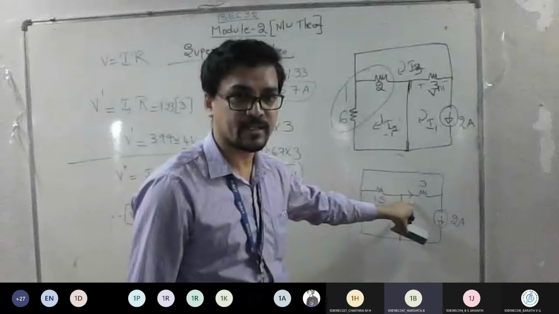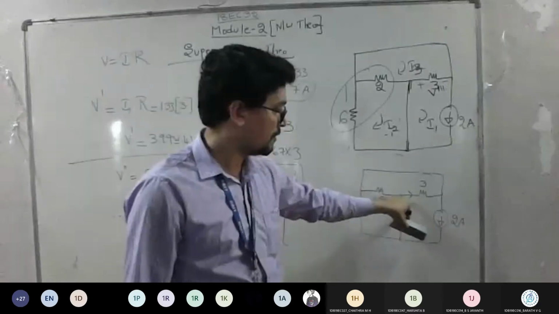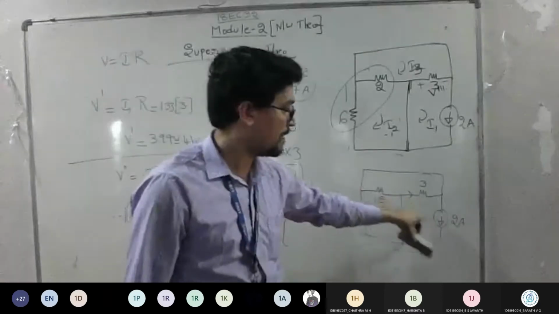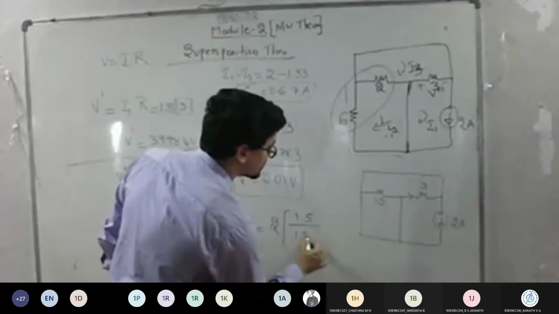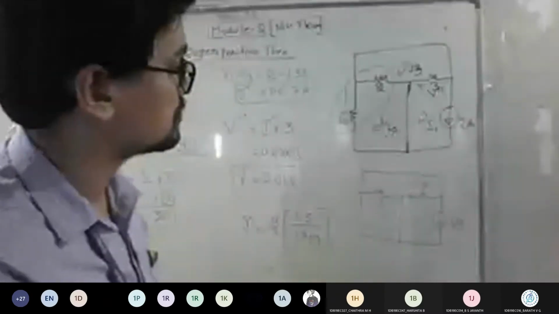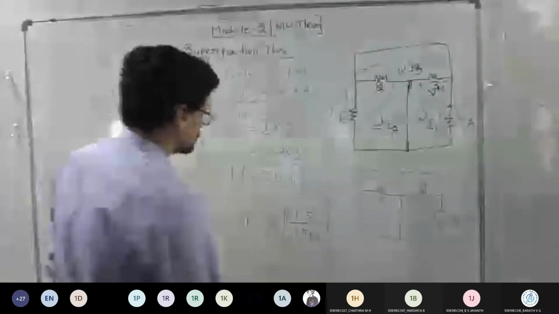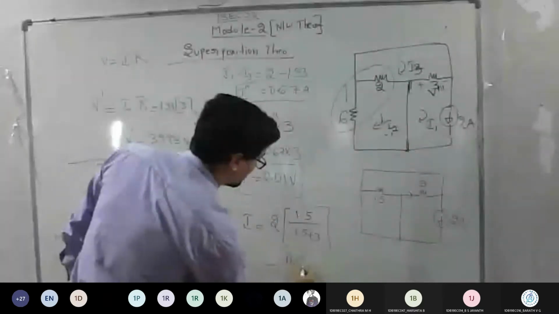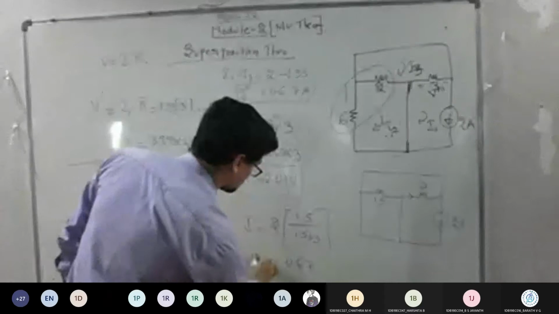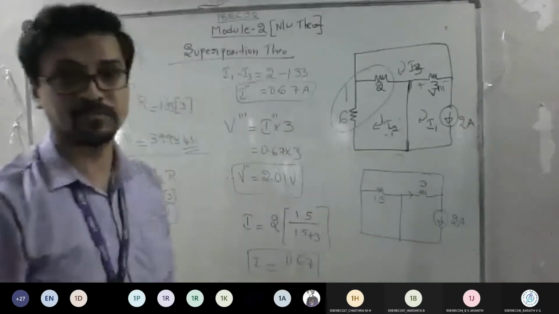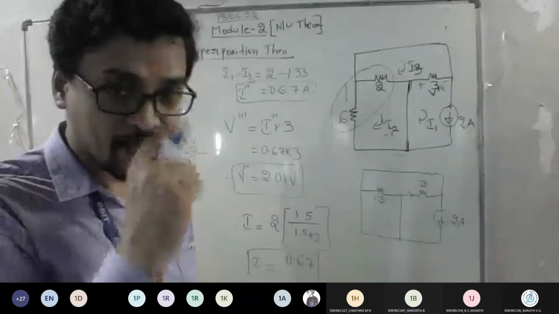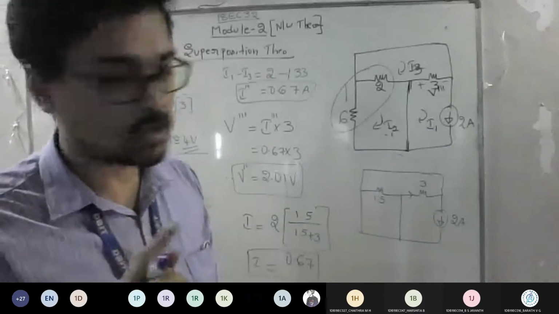So for this branch current, how much? Same, sir. I3 is equal to 0.667 amperes, sir. So is it matching with what we calculated earlier? Everyone understood? Am I clear with the logic that I taught you?